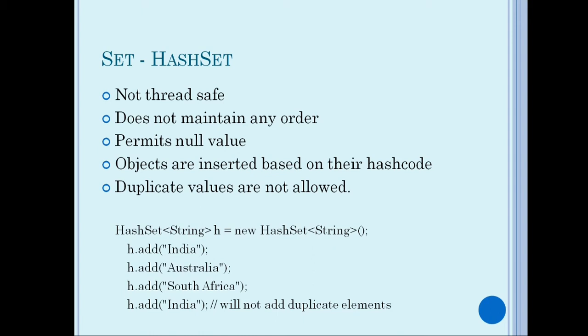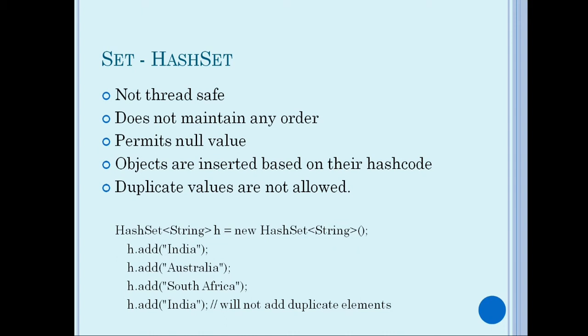So it permits null values, right? Objects are inserted based on their hash code, right? Because they are inserted based on their hash code, the hashCode method computes the hash code values, and then the elements are stored on the basis of those values. That's why there is no maintainability of the order. Sometimes you see the same order they were inserted in because the hash codes happen to be in the same order. Sometimes they are different because the hash codes are different, right?